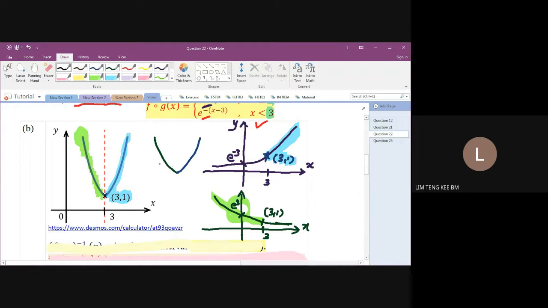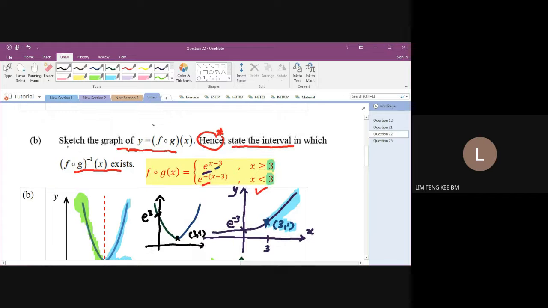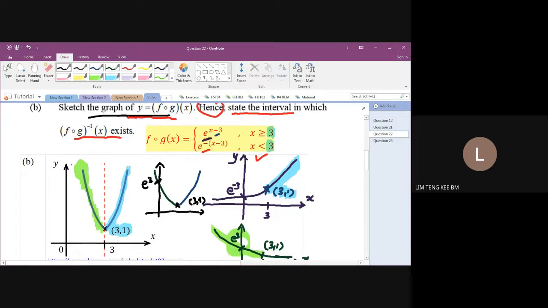And then please kindly show the y-intercept, where e power of 3. And this point here is (3, 1). This will be a better plotting compared to my graph here. So therefore, I have done the graphing part, and hence state the interval in which the inverse for the composite happens to exist. So this graph here I happened to sketch.